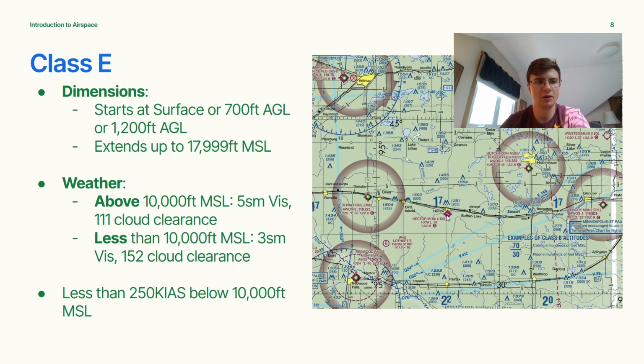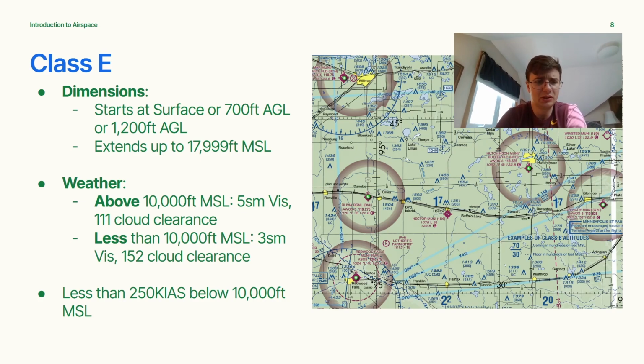If you're at Hector, Class E airspace would start at 1,200 feet. If you're at Hutchinson, your airspace would start at 700 feet and extend all the way up to the base of Class Alpha. Your weather, if you're above 10,000 feet MSL, so if you're up in the mountains, let's say, your weather requirements are 5 statute miles of visibility and your 111 cloud clearance.